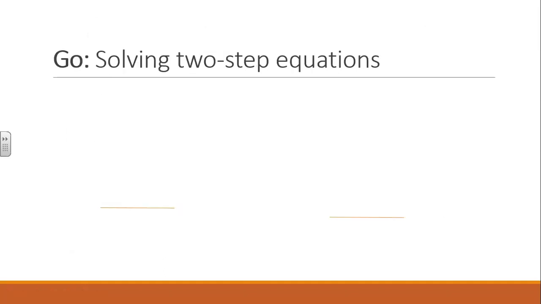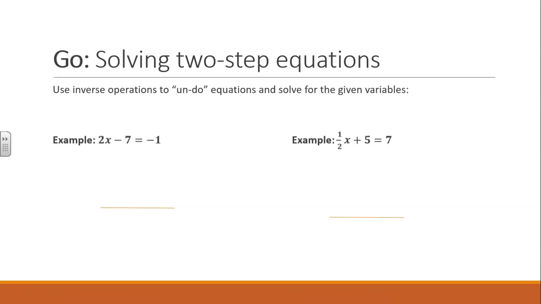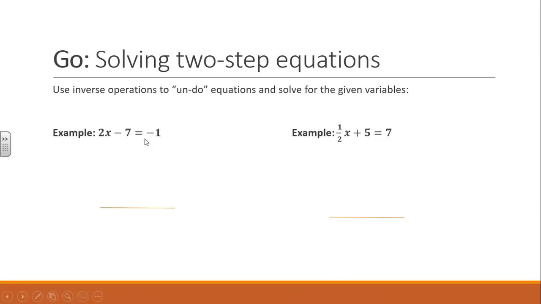In the Go section, you're solving two-step equations. We want to use inverse operations to undo the equations and solve for the given variables. We're going to solve these two equations simultaneously because they have the same structure. So in both cases, we want to isolate the variable. In other words, get x by itself. So we start with what's further away from the x. We'll add 7, and in this one, we want to subtract 5.